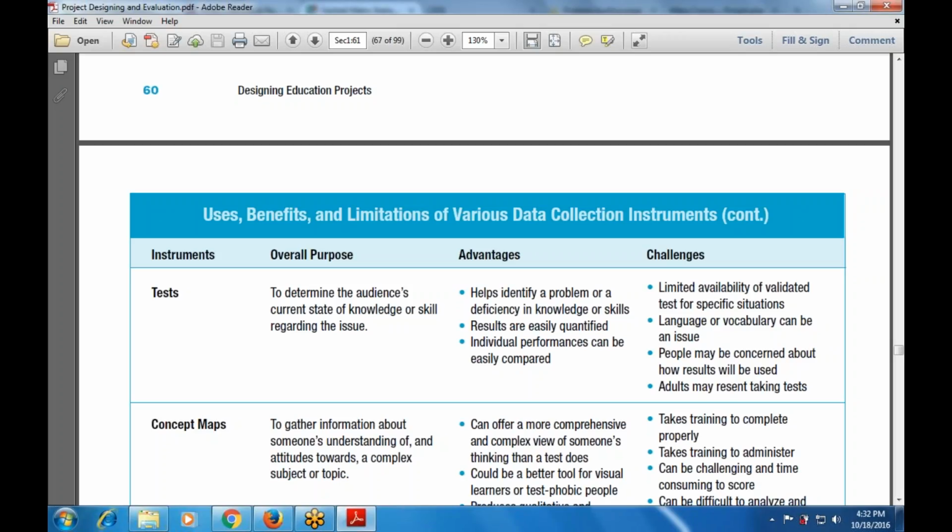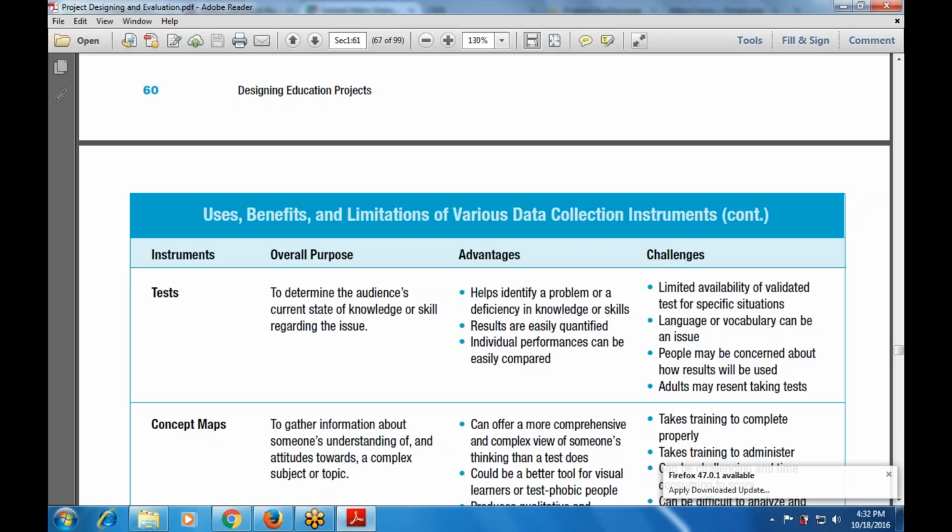Then what are the various advantages that come with the test? It helps to identify a problem or a deficiency in knowledge. So if there is a limitation of the knowledge or the skills, the test helps to identify the problem, the deficiency, or what is lacking in the knowledge and skills.